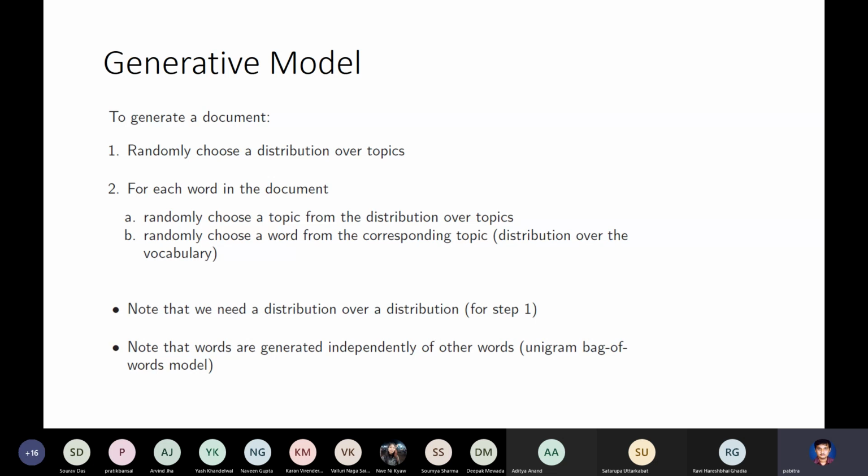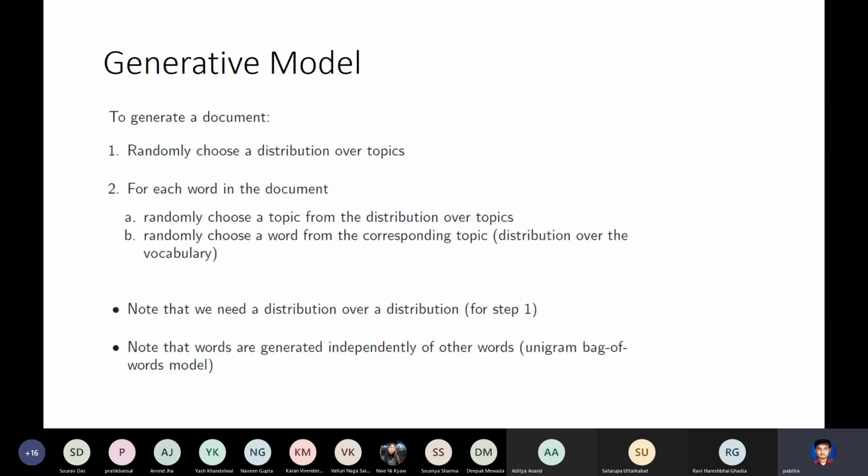Note that this trial, generating every new word, is not dependent on the previous word. It's not dependent on what was the previous word generated. So that's why it is a bag of words or a unigram model. The sequence is not important. It's a unigram model. Right. So this is a limitation, but still it is very rich.